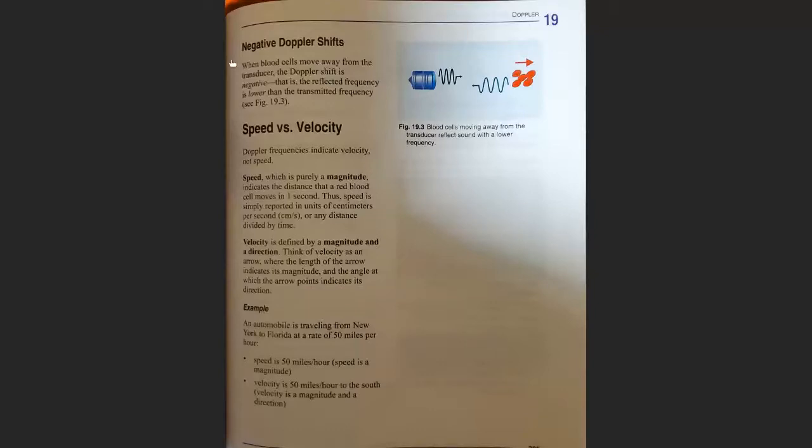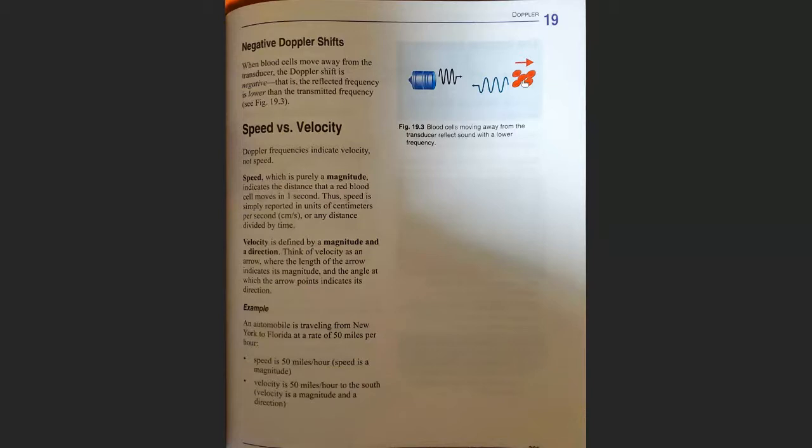Okay, when blood cells move away from the transducer, the shift is negative. And again, let's look at the figure. So you've got this transducer, the blue transducer, that is blasting a black signal after the red cells, who are running away. Eventually, that catches up to the red blood cells, and it does send a signal back. But since it's running away, and that's something you understand from the Doppler shift, that's going to be a lower frequency. So this is going to be called a negative Doppler shift.